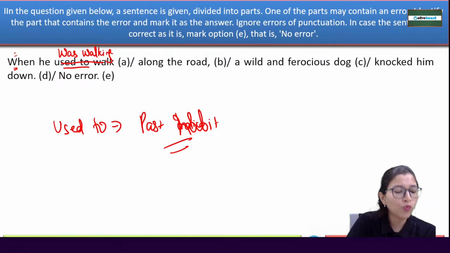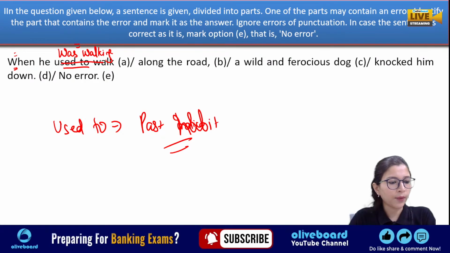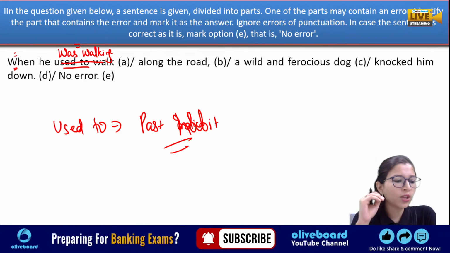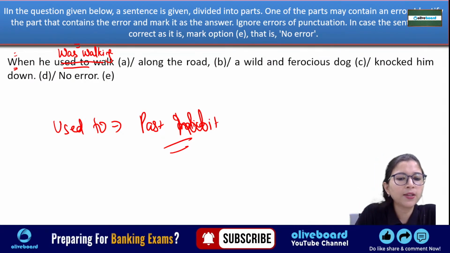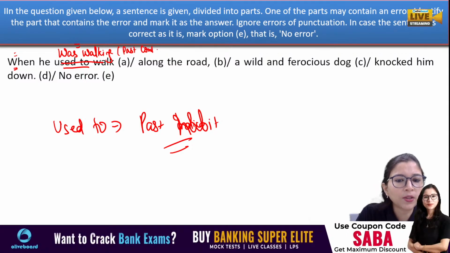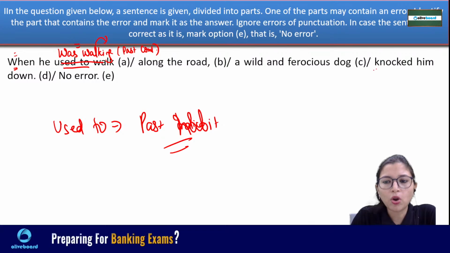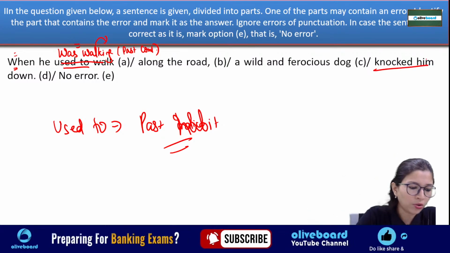So when he was walking, meaning while this action was going on. Whenever two actions happen in the past, the action that continues in the past, that has continuity, is written in past continuous. So when he was walking, it is showing past continuity. Along the road, at this time when this action was going on in the past, a wild and ferocious dog knocked him down.